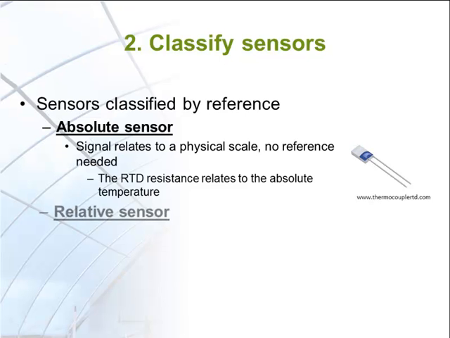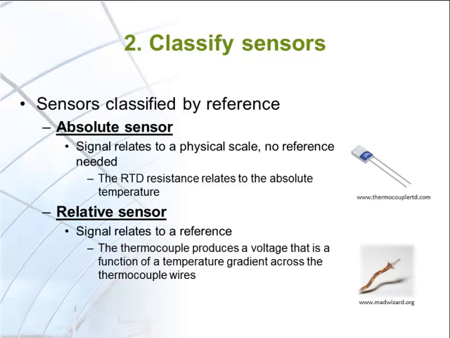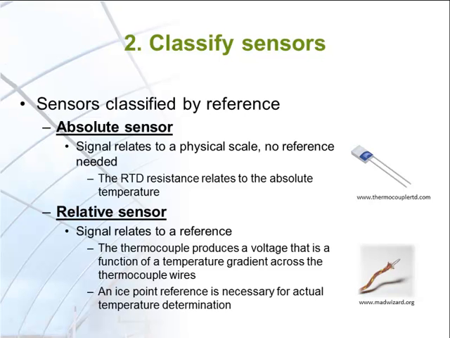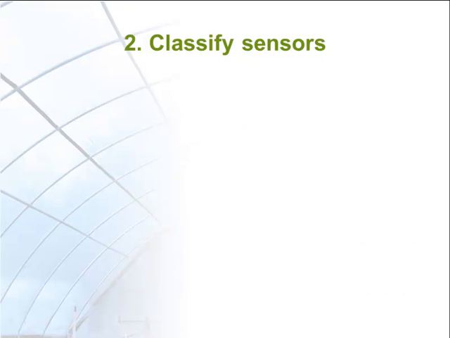The other sensor type is relative sensor. The signal of this type of sensor relates to a reference. For example, the thermocouple produces a voltage that is a function of a temperature gradient across the thermocouple wires, yet an ice point reference is necessary for actual temperature determination. Knowing types of quantity of sensors are useful for their installation and interface with a greenhouse controller. One will need to know if external power is required and if references are necessary for using sensor outputs.